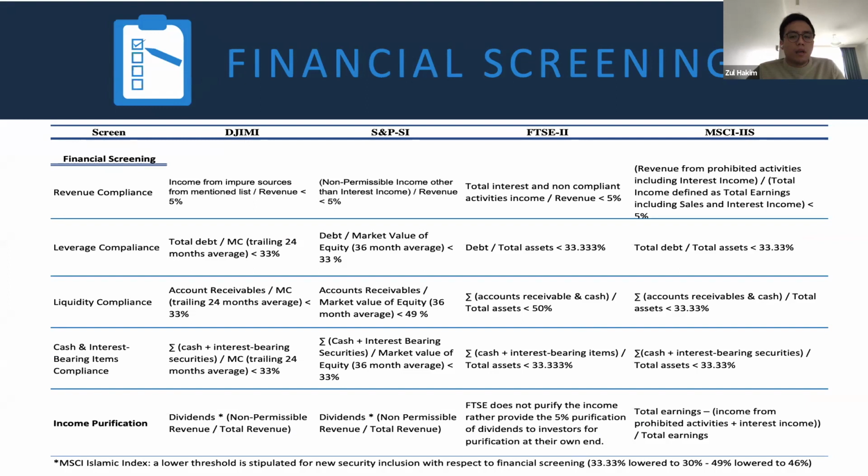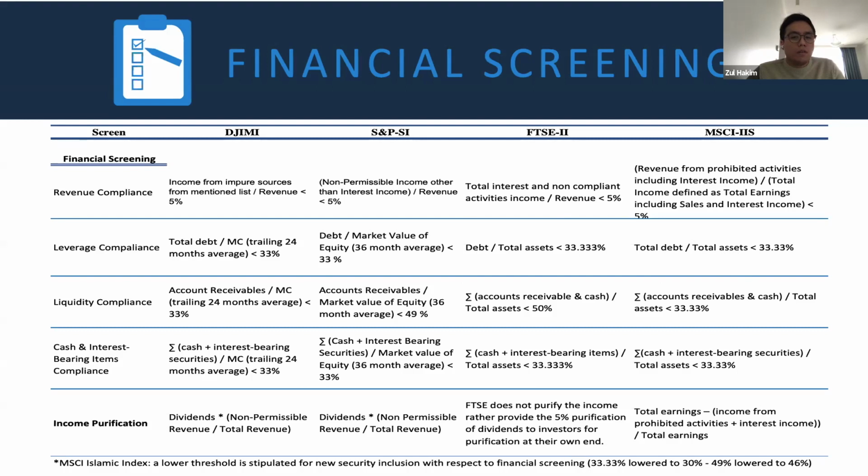One might ask, why does the screening criteria differ? One of the reasons is that each index will have its own Sharia advisory board. So therefore, variance in the screening criteria exists. Also, one thing to note is that we can observe a difference in the denominator on how it is being calculated. One is market value and another one is total asset.